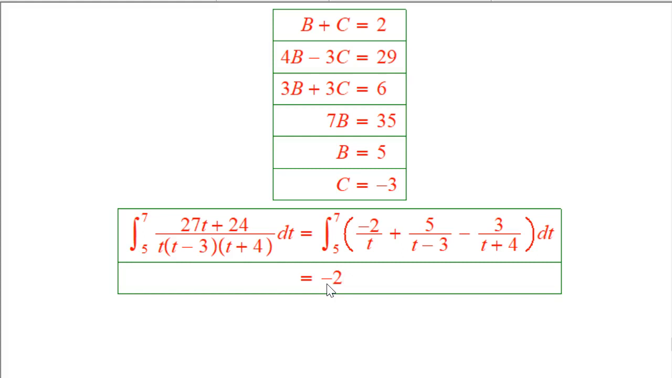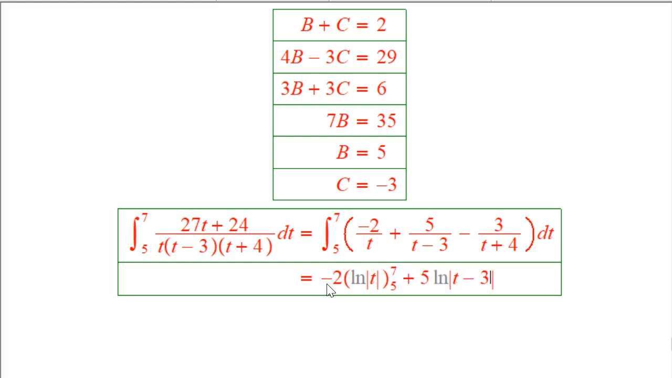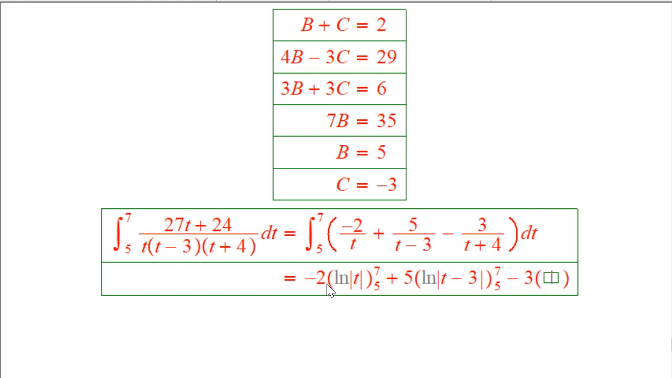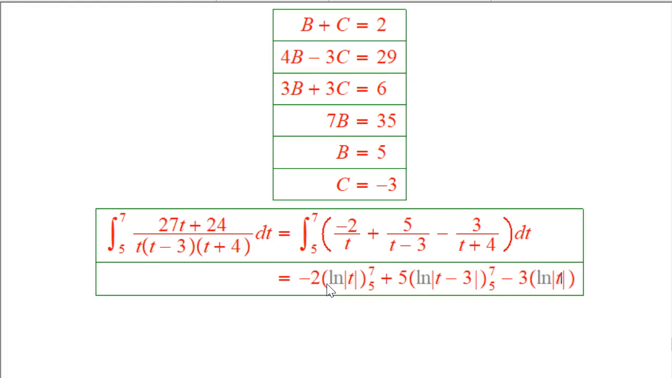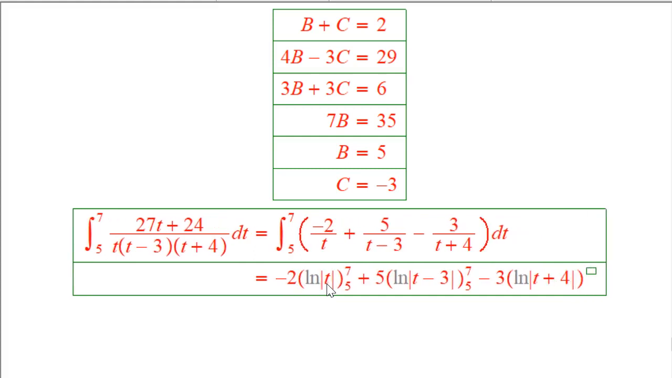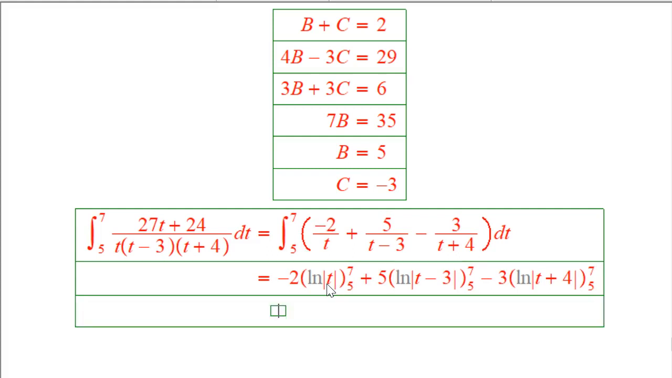So this is going to be log of absolute value t, from, let me put that in brackets, from 5 to 7. Plus 5, and then it's just log of absolute t minus 3. That's all that happens. From 5 to 7. And then minus 3 times log of absolute t plus 4, 7, 5. Okay. So that's really not bad.